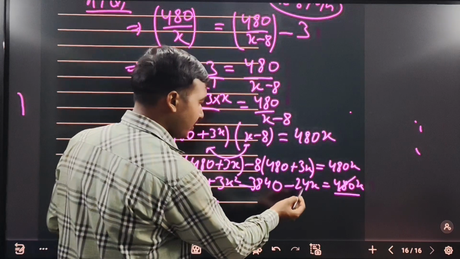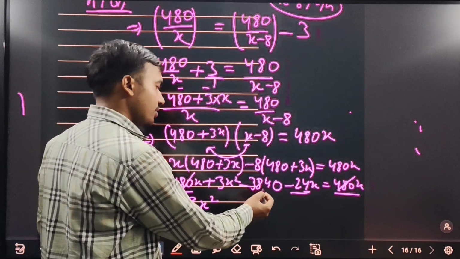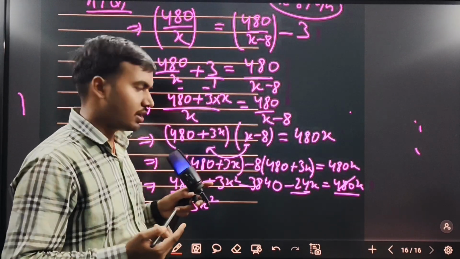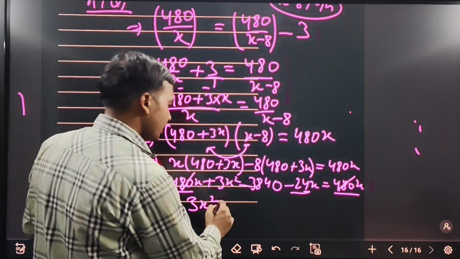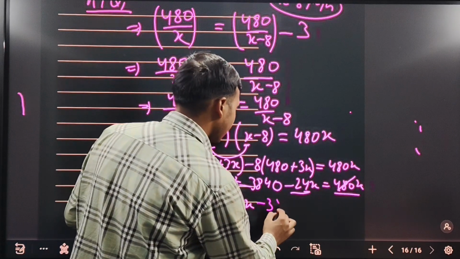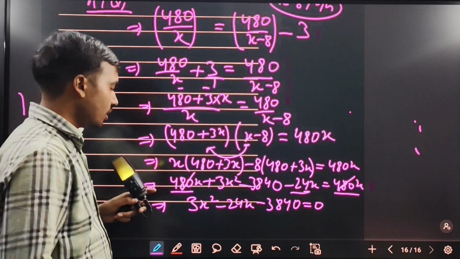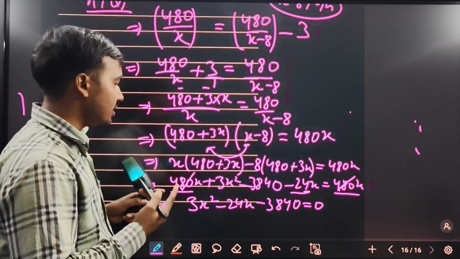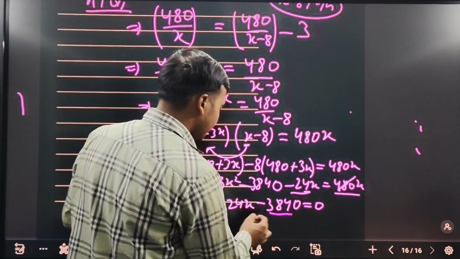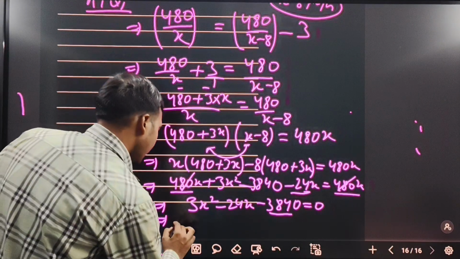You can rearrange it, write it first and then write 3840 last, just like the standard form of a quadratic equation. So you can write it as minus 24x minus 3840 is equal to 0. Okay, now you can check whether 3 is common or not. You can see that this is divisible by 3, this is also divisible by 3, this is also divisible by 3, so you can take 3 as common.